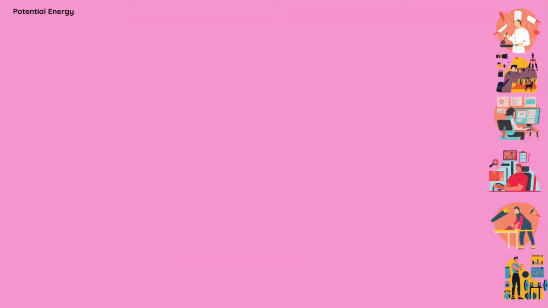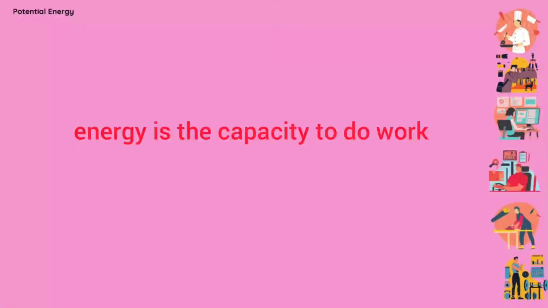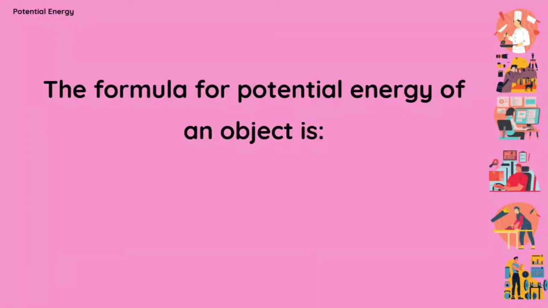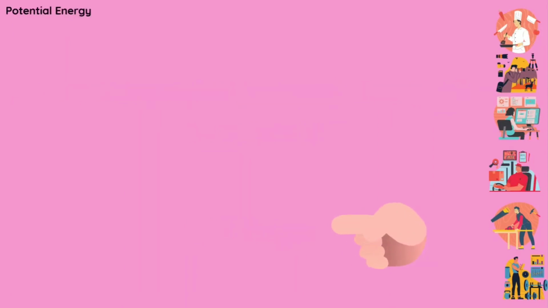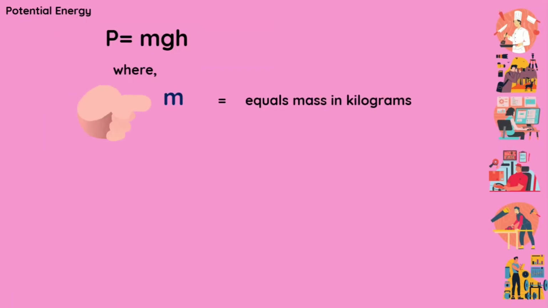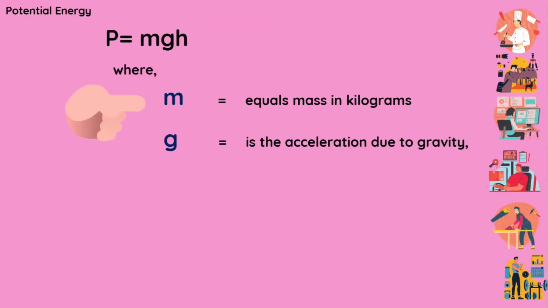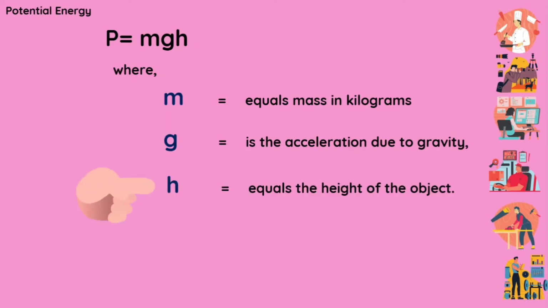Okay, we know therefore that energy is the capacity to do work. So, the formula for potential energy of an object is PE is equal to mgh, where m is equal to mass in kilograms, g is the acceleration due to gravity, and h is equal to the height of the object. So, pakitandaan lang, the unit of mass is kilogram.